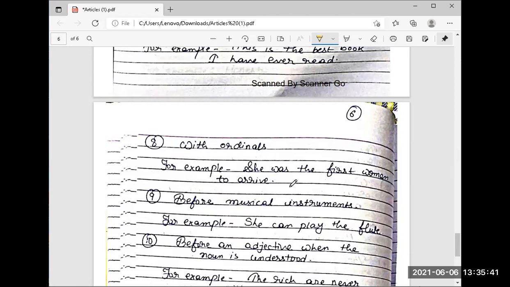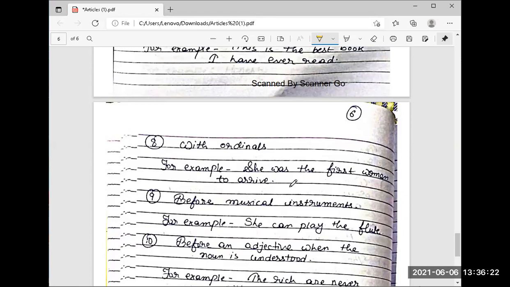The order part. Suppose I say ordinal numbers, or ordinal adjective, with ordinals I will say. फर्स्ट के साथ हम लोग लिखते हैं st, है ना. थर्ड के साथ rd. तो बेसिकली क्या यूज करते हैं, st, rd, and nd. These things we use with ordinals. She was the first woman to arrive.